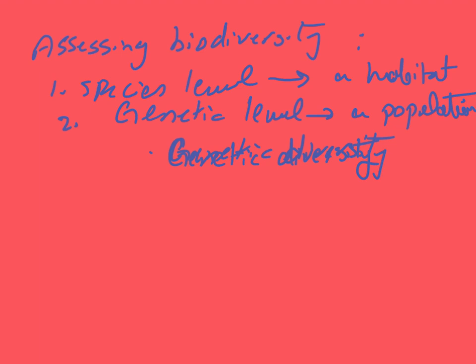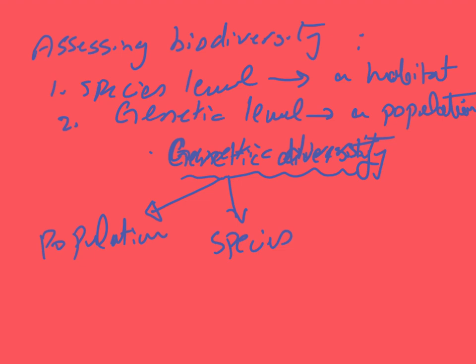So the term biodiversity would be assessed by adding the term genetic diversity to it. Genetic diversity includes diversity of populations within a species, diversity of different species in a community, and the difference between different ecosystems in the globe.